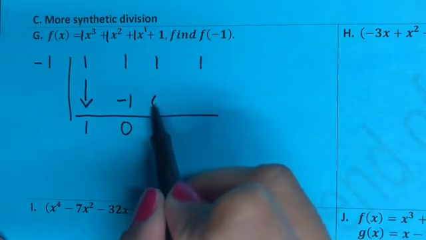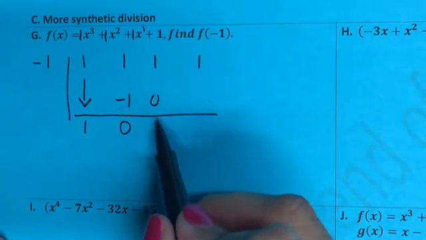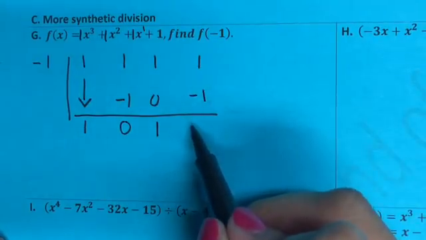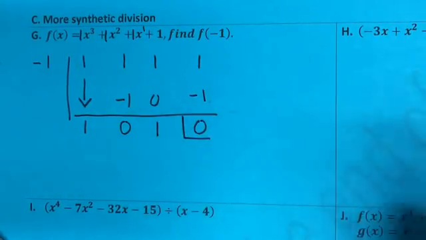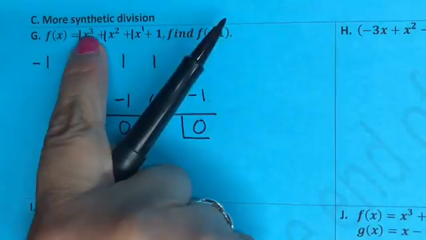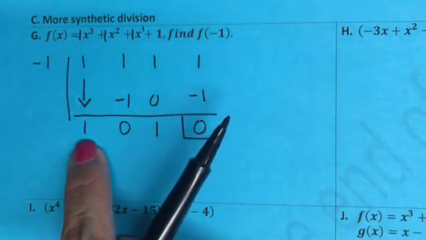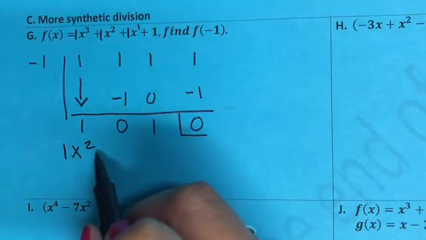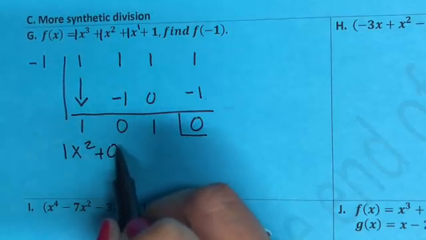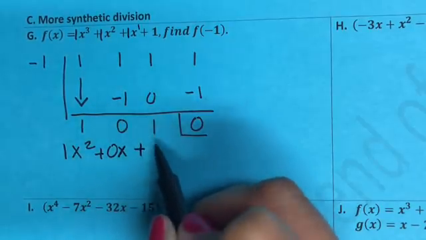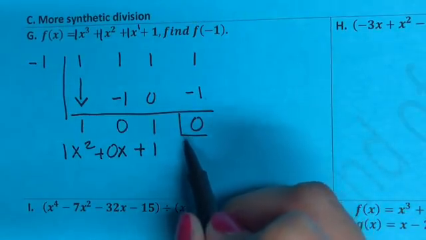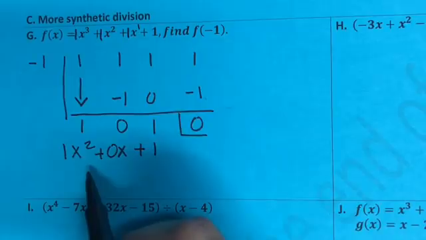-1 times 0 is 0. The sum of 1 and 0 is 1. -1 times 1 is -1. My remainder is 0. So remember, this was to the third power, so we're going to drop this down 1 power. So it's going to be 1x squared plus 0x plus, this is going to be the constant, 1. And with the 0 remainder, we don't write anything after.